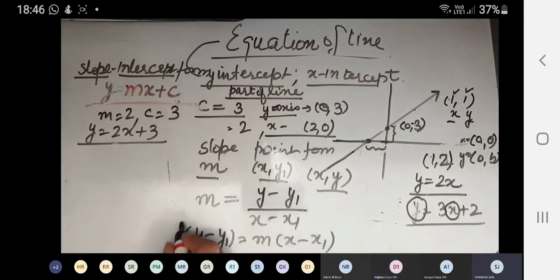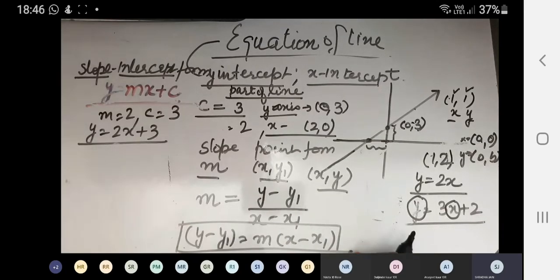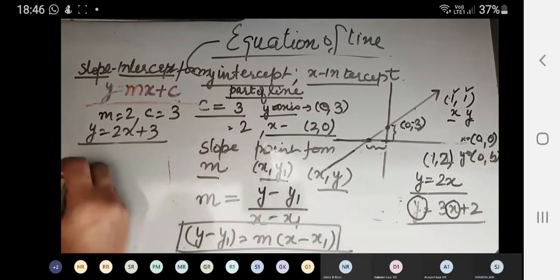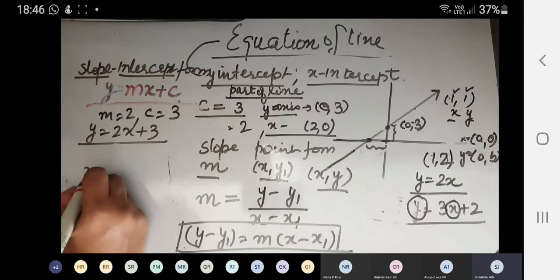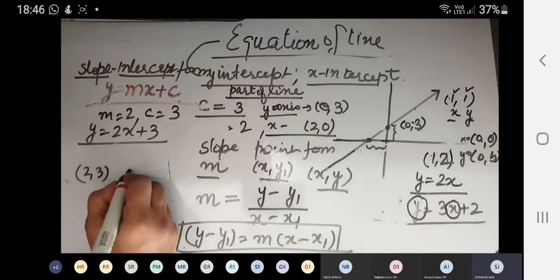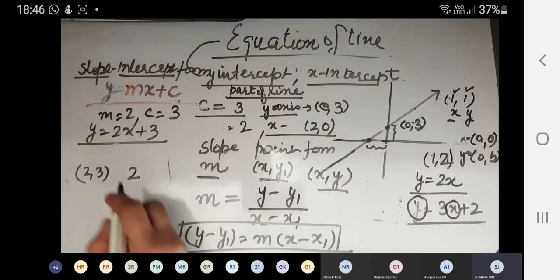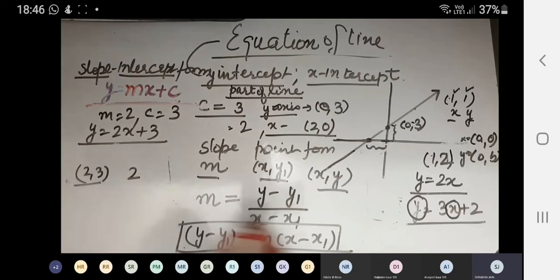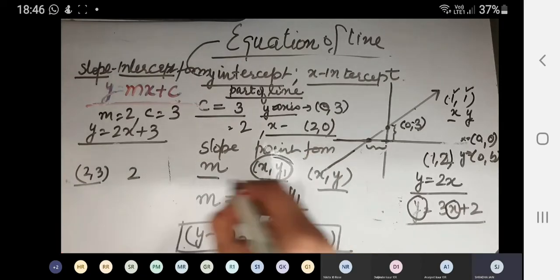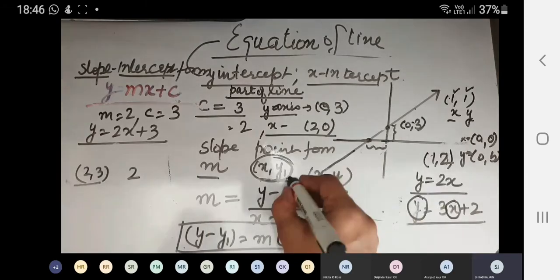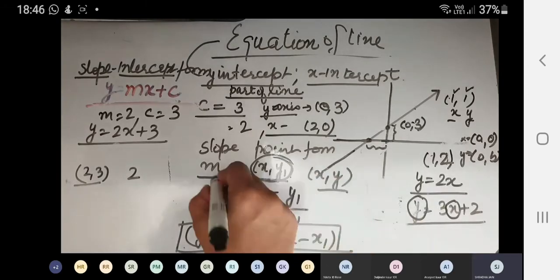This is the standard form, whenever you are asked to write the equation of a line passing through the point 2, 3 and having the slope 2. What are you given? Passing through the point means you are given x1, y1. Or having a point on it, or passing through the point, is one and the same thing. You are given x1, y1 and you are given the slope.